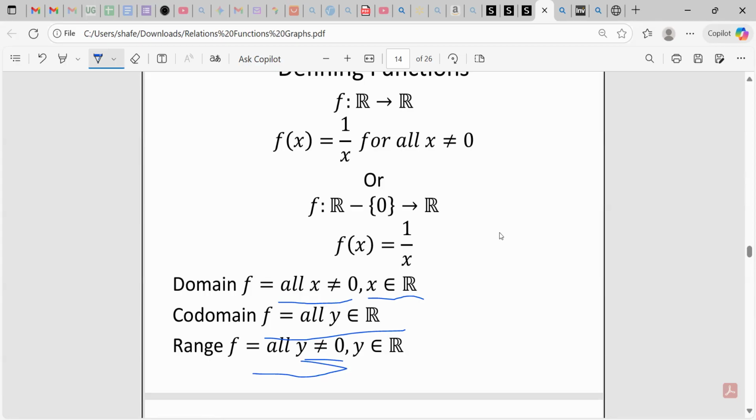And why I say that, if you know this graph, anybody know this graph? The graph looks like this.